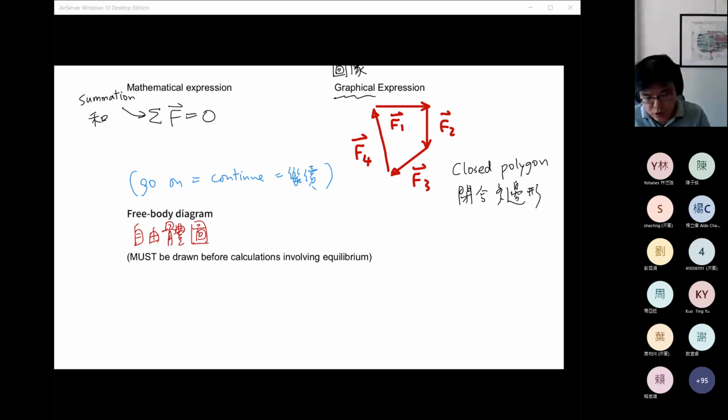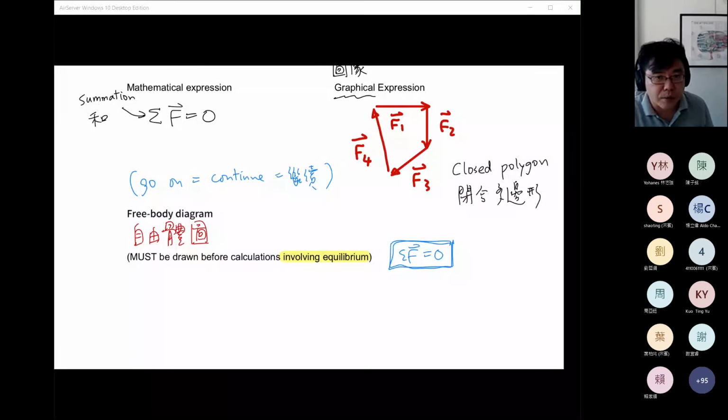before calculations involving equilibrium. It means if there is any problem where you need to use this equation, you must draw the diagram beforehand. If you are working on any questions in examinations or in quizzes that use this expression, you always need to draw the figure beforehand, or you will lose 1/3 of the mark. At least 1/3.